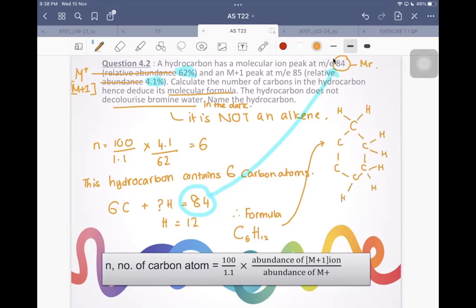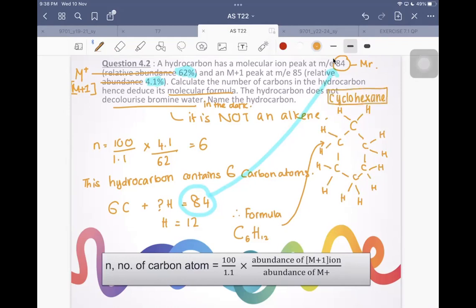Okay, so if you see this, sorry, I shouldn't have that many. 2, 4, 6. Correct. 8, 10, and 12. Okay. It doesn't contain a double bond. It has 6 carbons and 12 hydrogens. And so the name of the hydrocarbon is cyclohexane. Okay, so that answers your question.